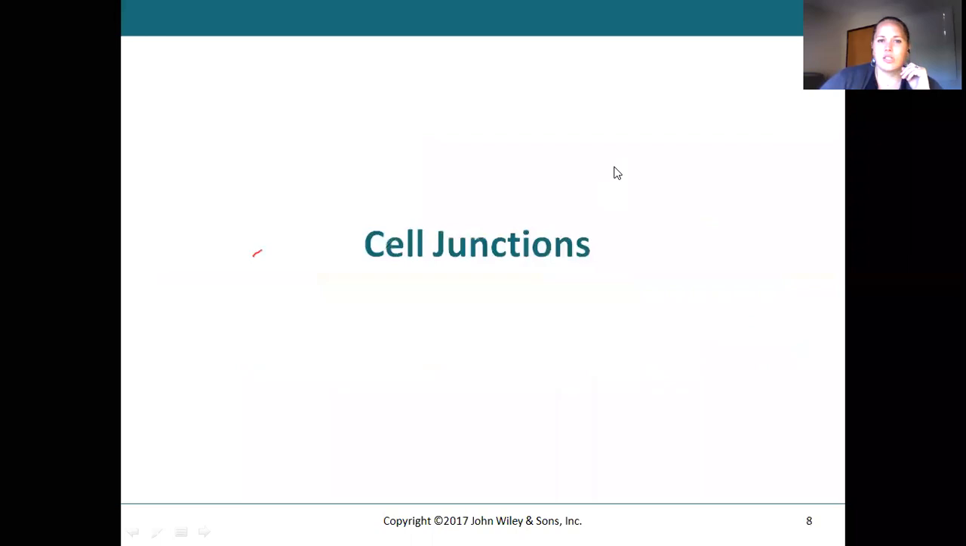Okay, so cell junctions. Because we're making the transition to talking about singular cells and what the functions of singular cells are, I think in chapter 3, I hit home pretty hard that cells' functions are to be little protein making factories.